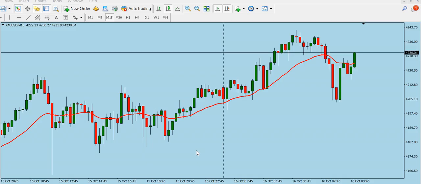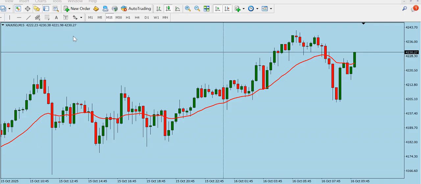Today we'll be looking at how we can trade gold, that's XAUUSD, on the lower time frame. We'll be looking at the 15 minutes time frame, and the strategy we'll be using to find the direction where price might likely go is the mega smash strategy on the 15 minutes time frame.